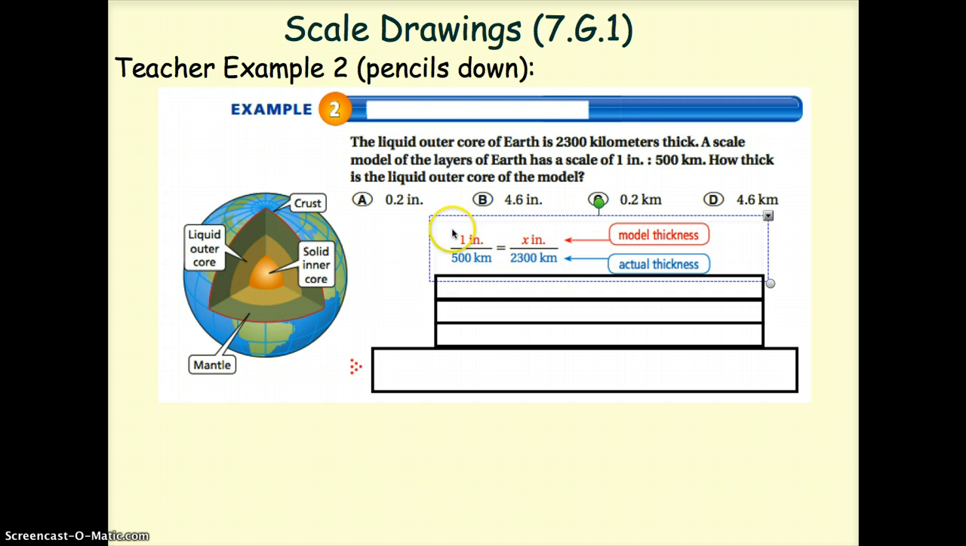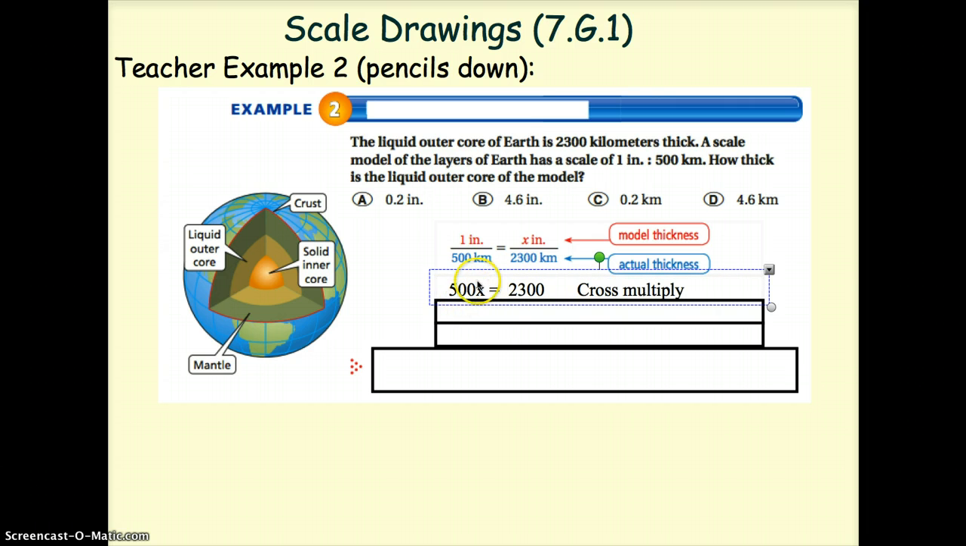So I set up my fraction and I need to cross multiply. 500 times x is going to be the same thing as 1 times 2,300. Okay, now notice I don't have x by itself, so I need to go back to the beginning of the year and think about my inverse operations. I want to undo this multiplication by dividing both sides by 500.